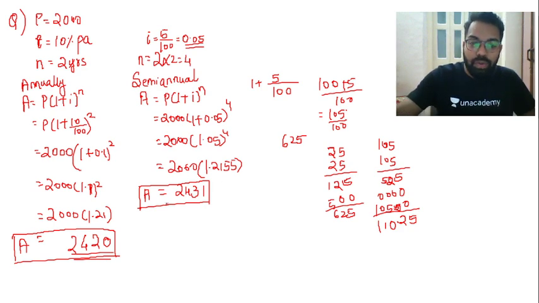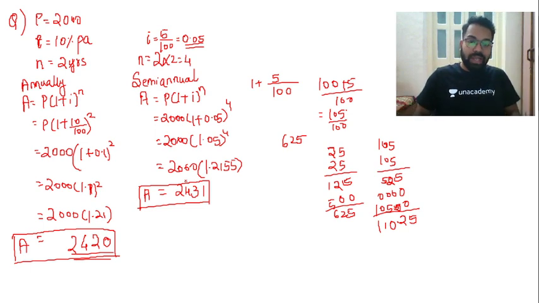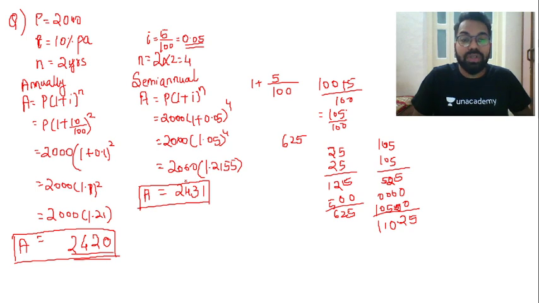The important point to note here is that when the interest is being calculated annually, the amount is 2420, while semi-annually the amount is 2431, which means the amount is more in case of semi-annual. That means that the more number of times you do the compounding, the more your amount, because the amount keeps on increasing every time you compound. And that is why in case of semi-annual, the amount is greater than in case of annually.